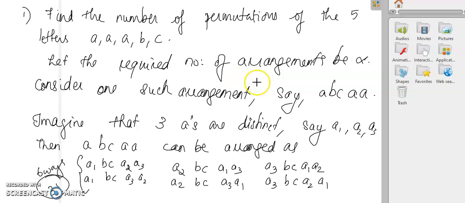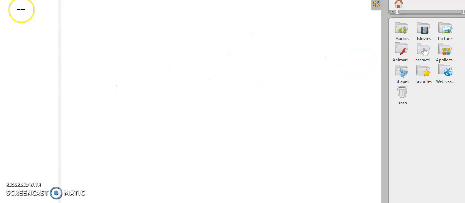So 3 factorial times our required number alpha, when you take all these repetitions, is like arranging 5 distinct elements. So this alpha into 3 factorial will give you 5 factorial. So that will give the required number alpha. So let us write that.